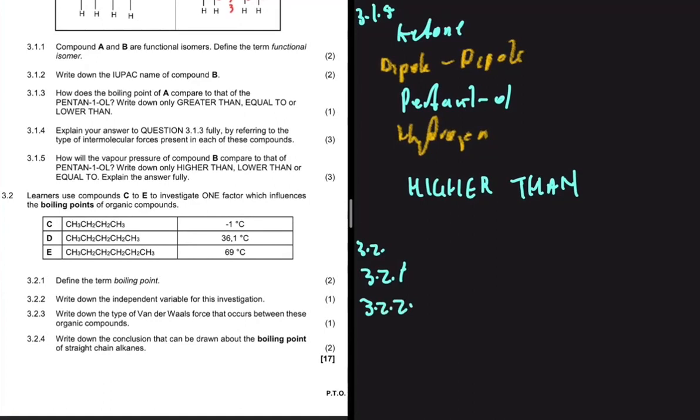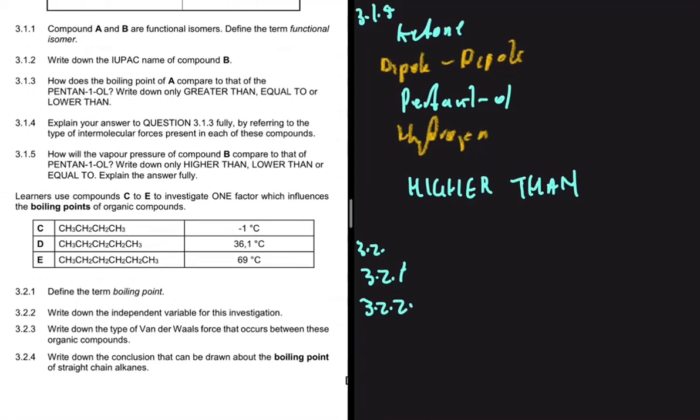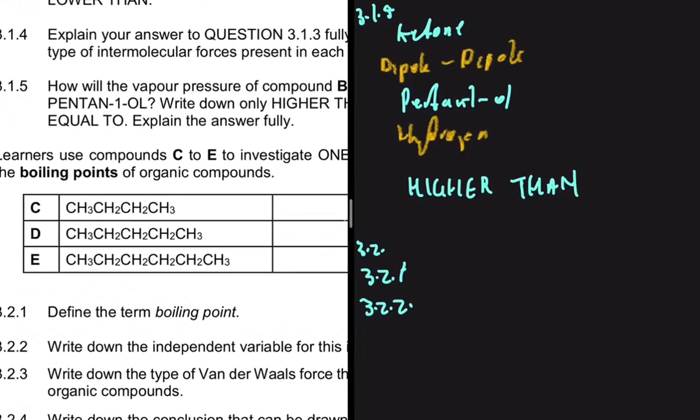3.2.2. Write down the independent variable for this investigation. Let's take a look at what is happening in this question. Let us use compound C to E to investigate one factor which influences the boiling points of organic compounds. What I'm realizing real quick is that in compound C we have 4 carbons, and in compound D we have 5 carbons, and in compound E we have 6 carbons.